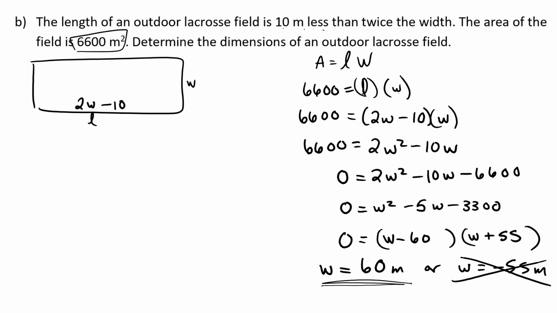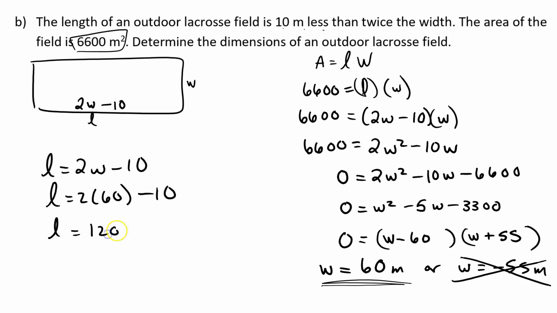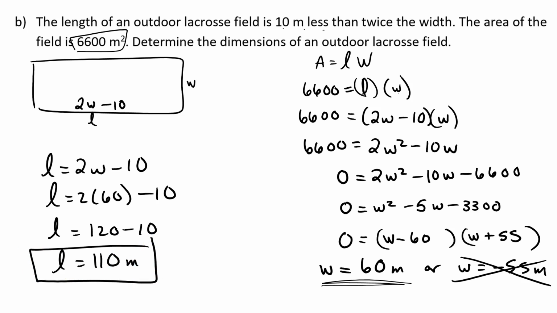So if I know my w, I know what my length is, because length is 2w minus 10. So I'm going to say 2 times 60 minus 10. So my length is going to be 120 minus 10, which is 110 meters. Well, look at that. My length is 110 and my width is 60.